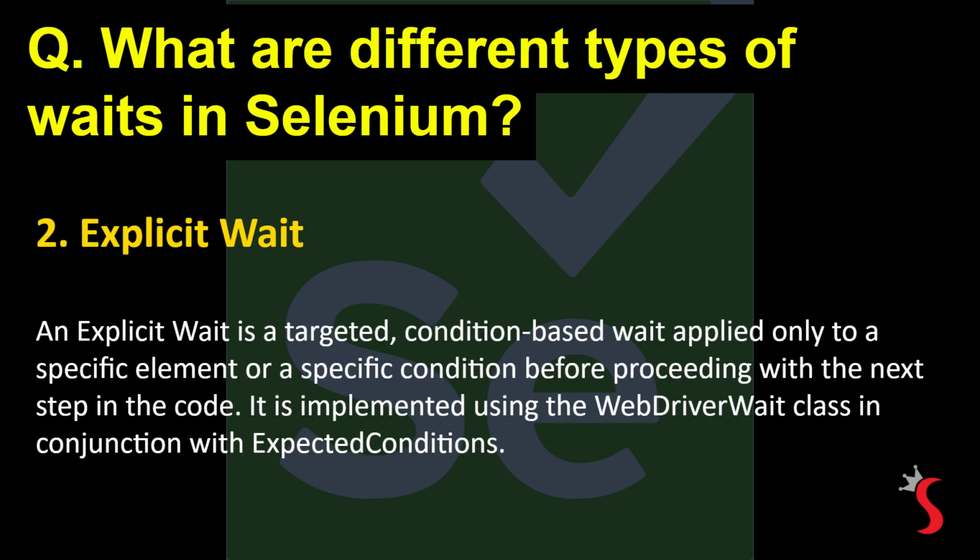An explicit wait is a targeted, condition-based wait applied only to a specific element or a specific condition before proceeding with the next step in the code. It is implemented using the WebDriverWait class in conjunction with expected conditions.